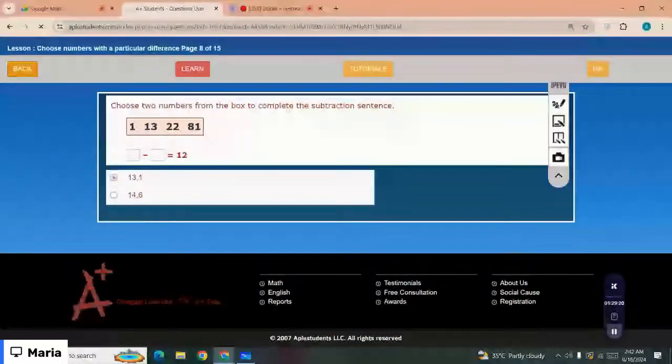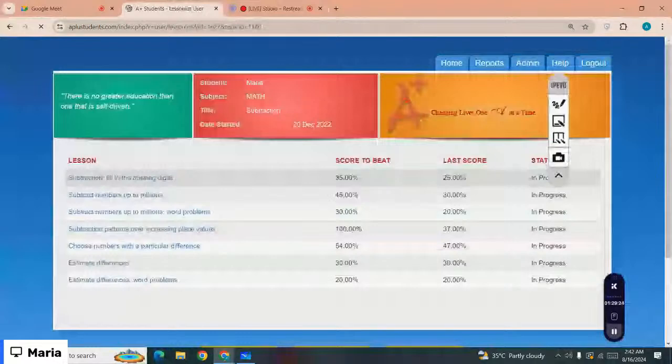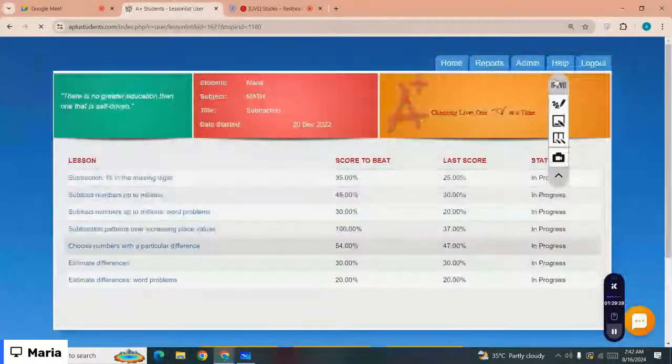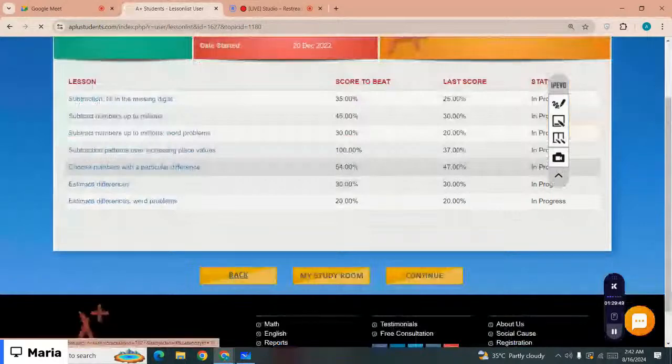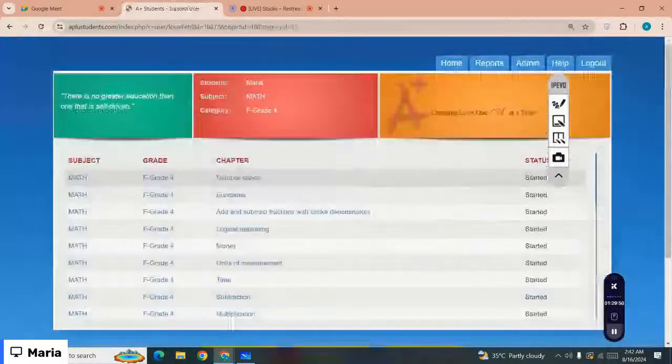So we were working on grade 4 math. The chapter we were working on is subtraction. The lessons we have: subtraction, fill in the missing digits, subtract numbers up to millions, then subtraction patterns over increasing place values, and choose numbers with a particular difference. So please make sure by the next session you complete all the practice questions for the lessons. That is your homework until next session, right?